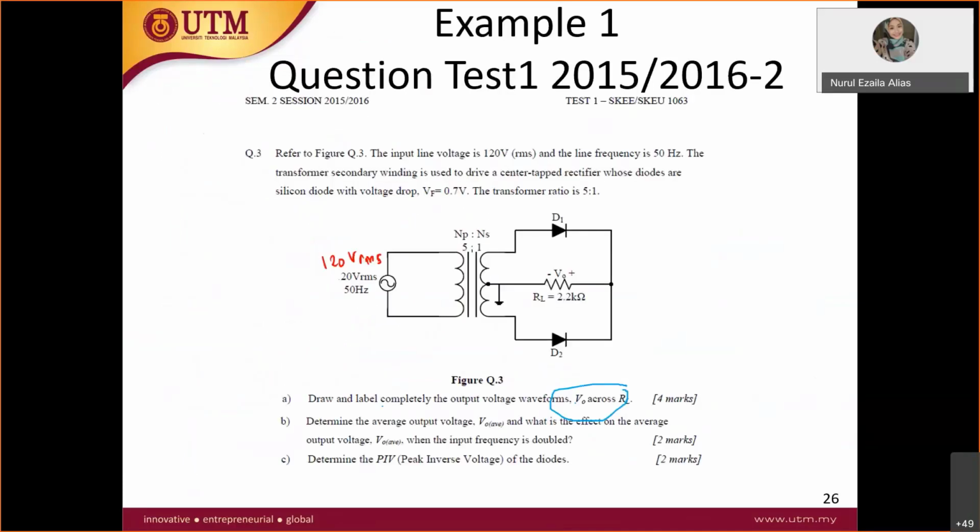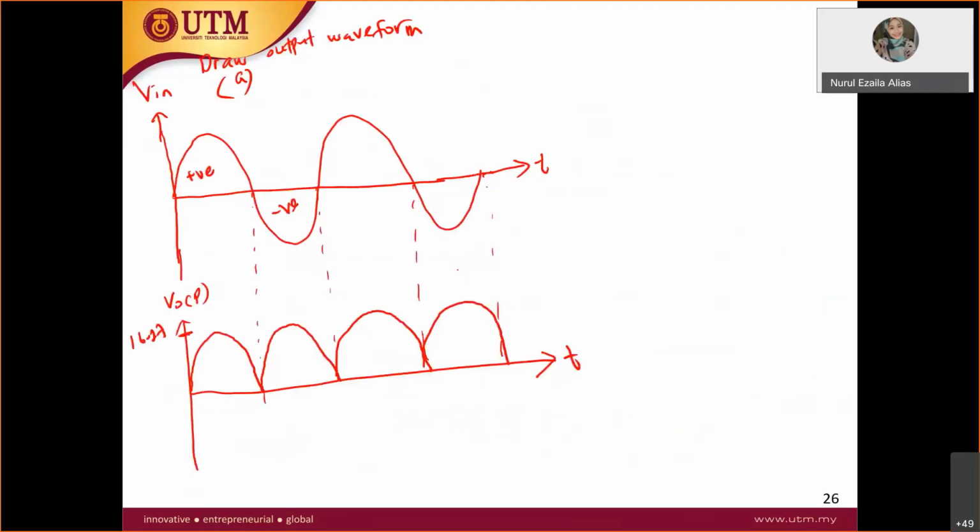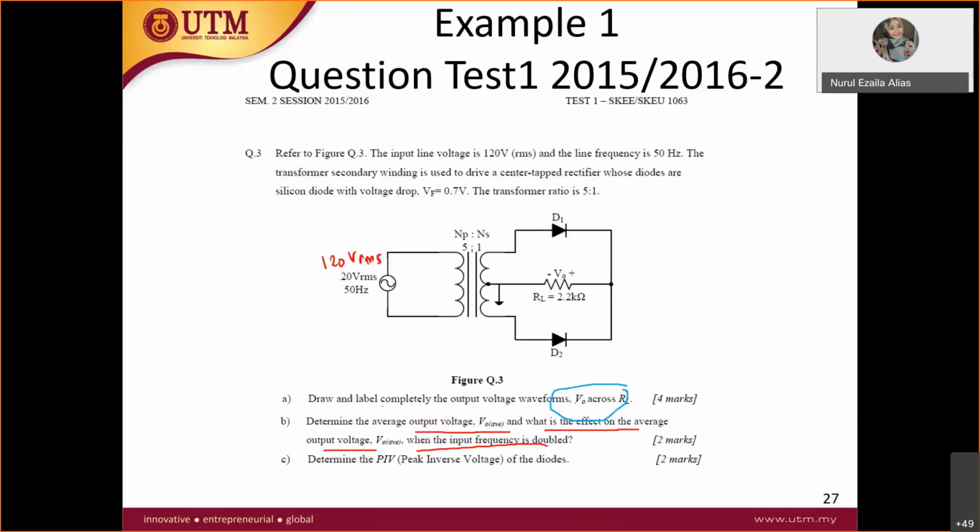All right, so let's go to part B. Determine the average output, and what is the effect on the average output V out when the frequency is doubled? We know that. So what is actually here? So this is your T, right? Given here the frequency. So frequency is equal to what?